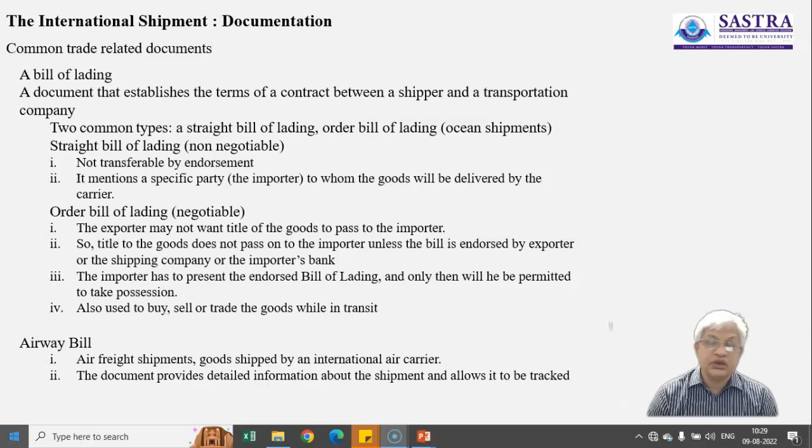Just like the sea shipment, for air shipments, goods sent through aircraft, cargo airlines or even commercial airlines issue an airway bill. Air freight shipments are goods shipped through international air carriers. It's a document that provides detailed information about the shipment and allows it to be tracked. So, these are the two important trade documents, a bill of lading and the airway bill.